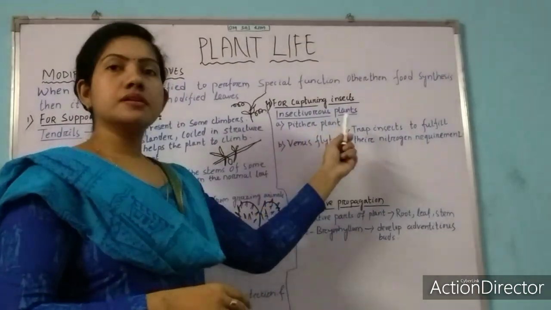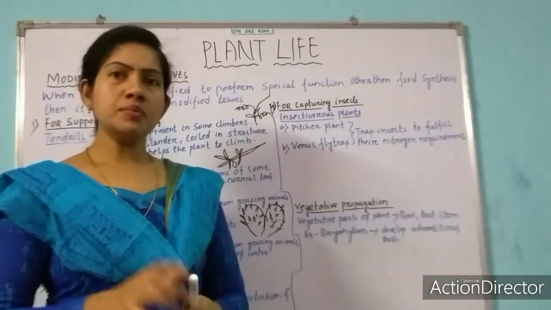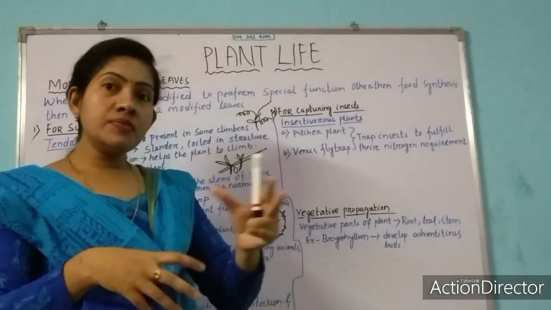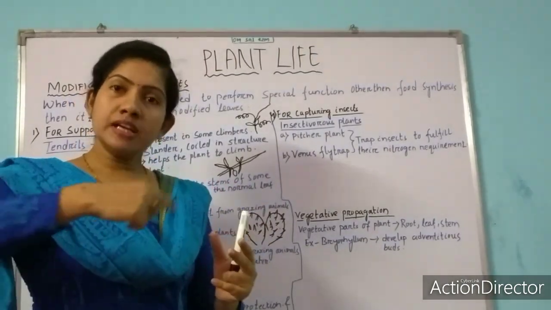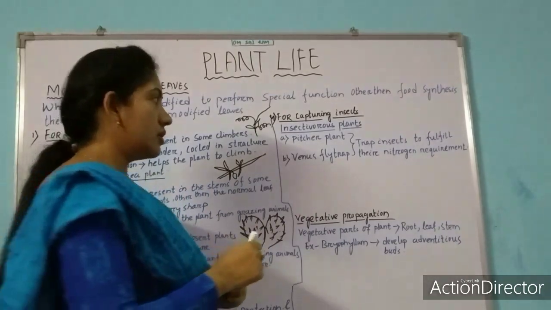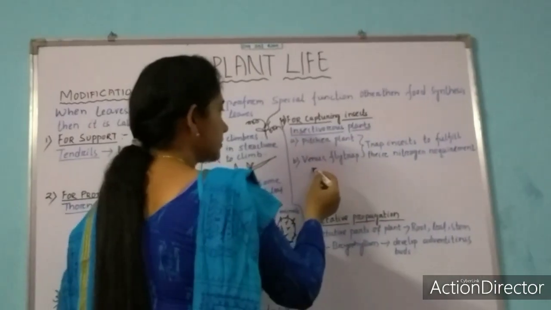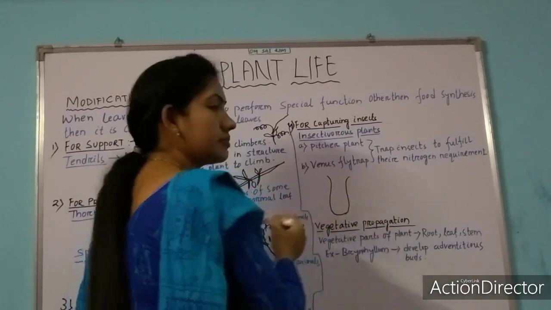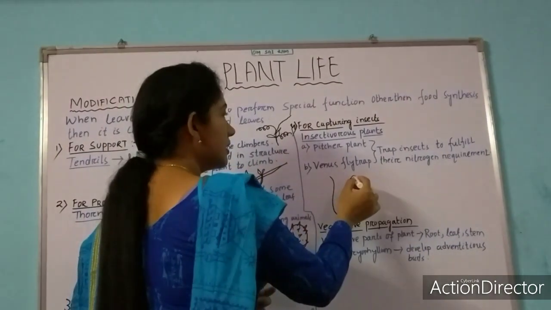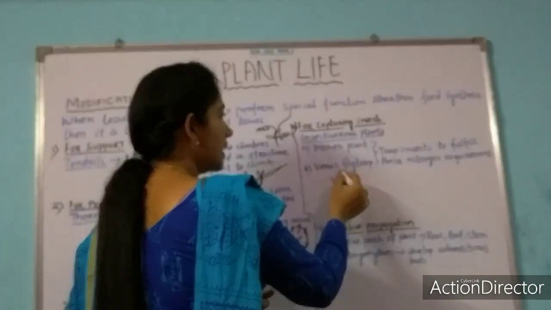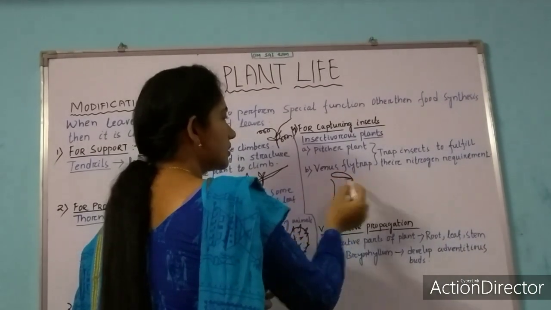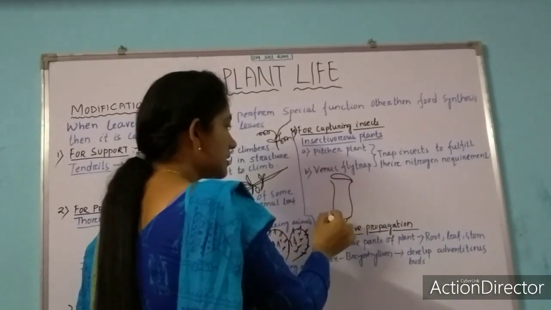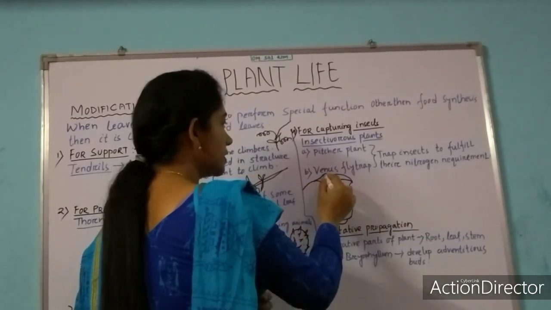So, first, let's talk about the pitcher plant. The pitcher plant modifies its leaf and it looks pitcher shaped. What is pitcher shape? See, like this. Above it, it has a lid to close it, and it is like this. It is attached to the stem.